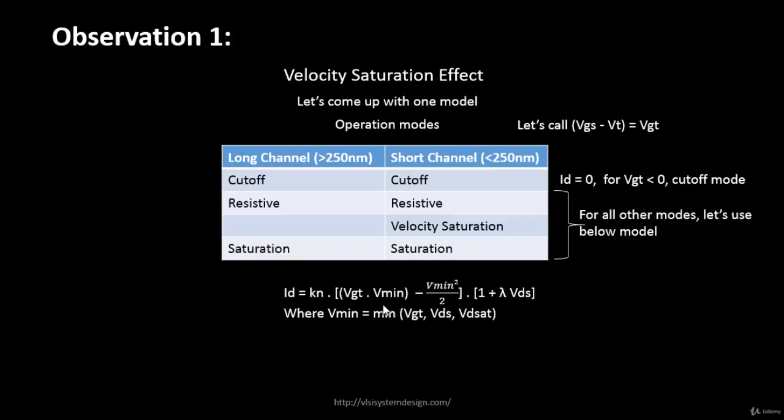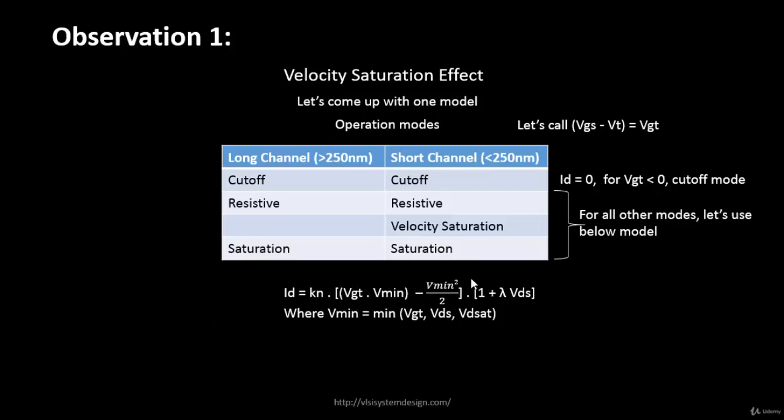So Vmin will represent the minimum of Vgs minus Vt, Vds and Vdsat. Whichever is minimum, we can just substitute that value in place of Vmin, and we can get the drain current equation for that particular operation. Okay, so let's try to do an example over here.